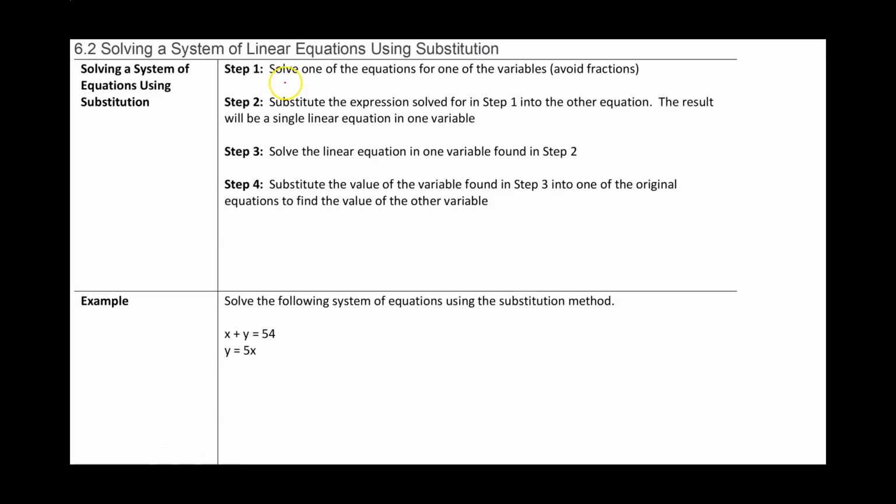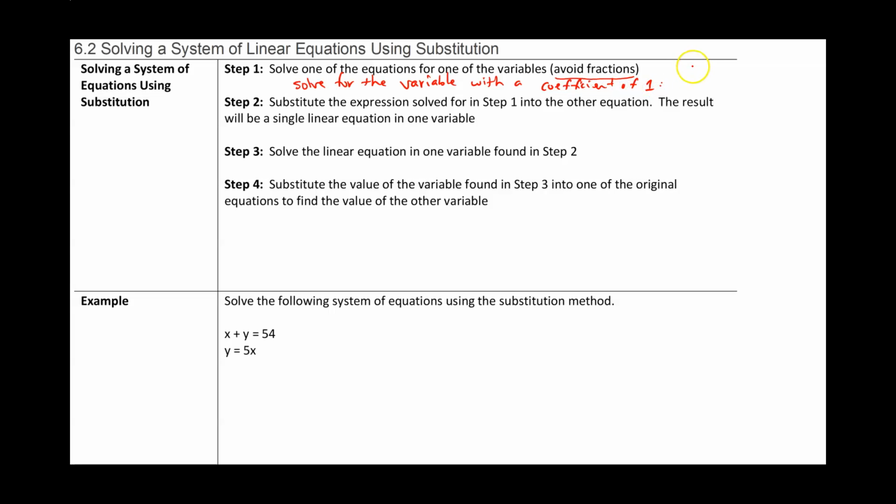So step number one, solve one of the equations for one of the variables. Now that sounds kind of arbitrary, but we want to avoid fractions here. So what we want to do is solve for the variable with a coefficient of 1.